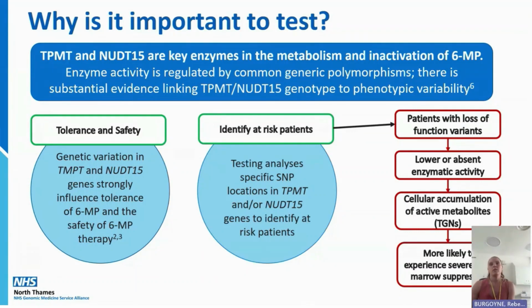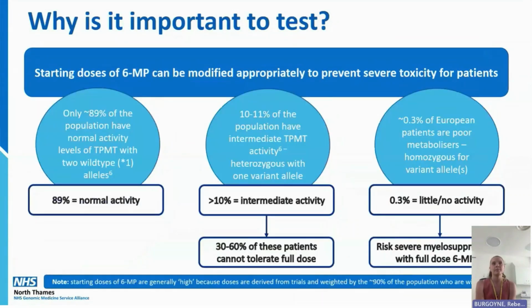So essentially what we can do is identify a patient with a loss of function variant. These will have low or absent enzyme activity. They are likely going to accumulate those active metabolites, the TGNs, and therefore they're more likely to experience severe bone marrow suppression as a side effect of their 6MP treatment. This then means that we can modify the starting dose of 6MP appropriately to prevent severe toxicity for patients.